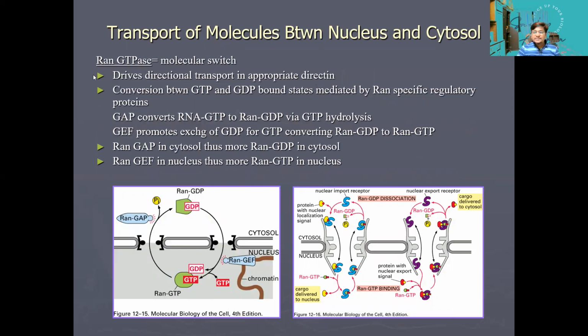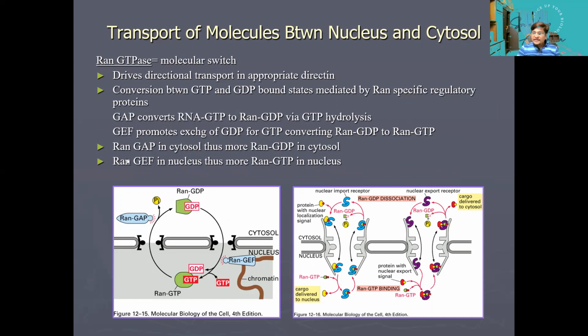Similarly, how exactly does this process occur? So we have a molecular switch, that is Ran-GTPase. This drives the directional transport in the appropriate direction. The conversion between the GTP and GDP bound state is mediated by the Ran specific regulatory protein, we call it a GAP. So GAP converts Ran-GTP to Ran-GDP via GTP hydrolysis, and GEF, like in any other monomeric G protein, will exchange the GDP with the GTP.